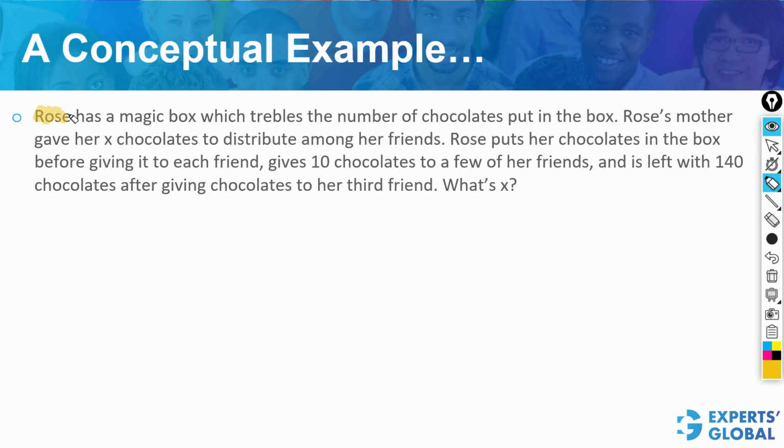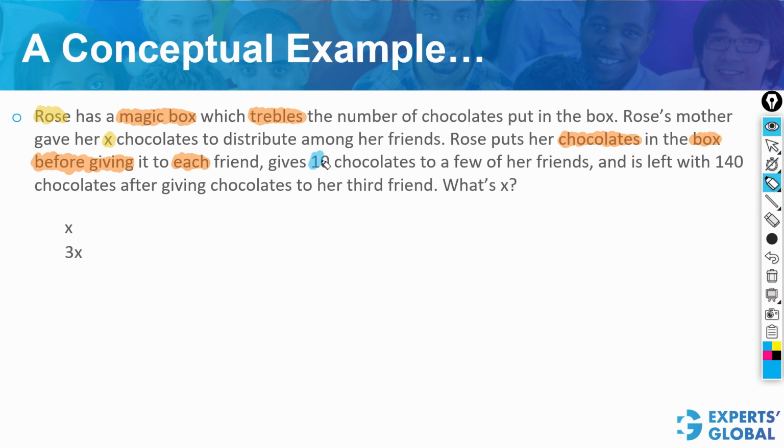Initially, Rose had X chocolates. So we start with X chocolates. Now, before giving chocolates to each of her friends, she puts the chocolates in the magic box, which triples the number of chocolates she has. Therefore, before giving the chocolates to her first friend, she would put the chocolates in the magic box. Therefore, X would become 3X.